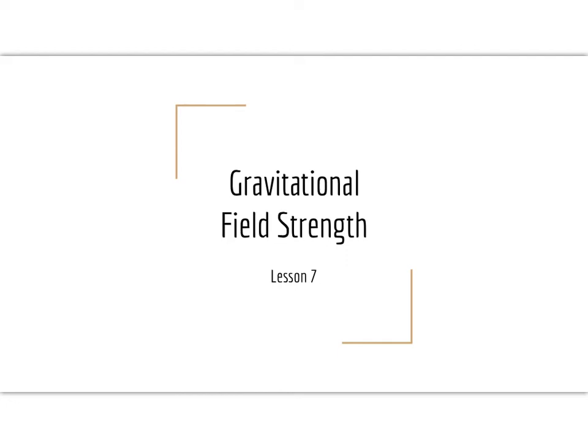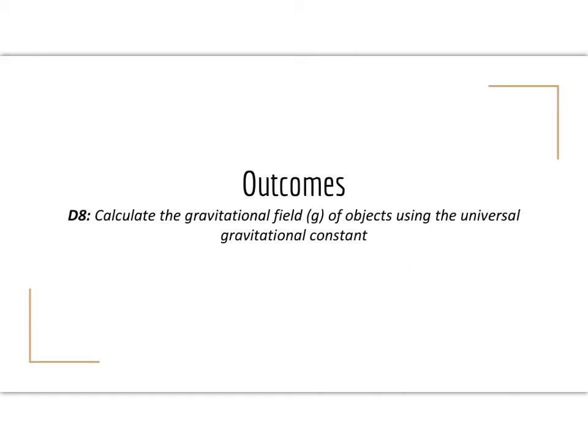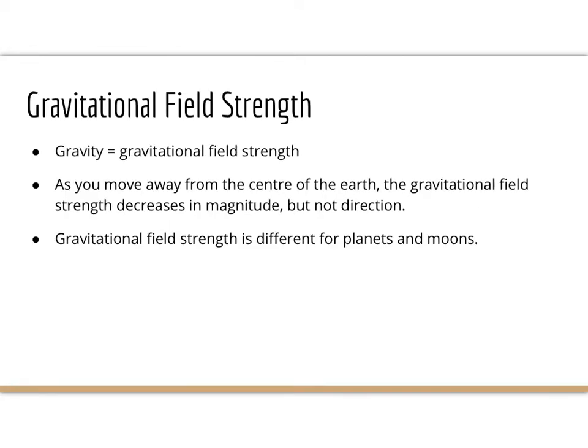Last topic for this section of dynamics. Gravitational field strength, lesson 7. Our goal is to calculate the gravitational field, aka gravity, of objects using the universal gravitational constant. What you need to know is that gravity is equal to the gravitational field strength. So these words are kind of interchangeable.